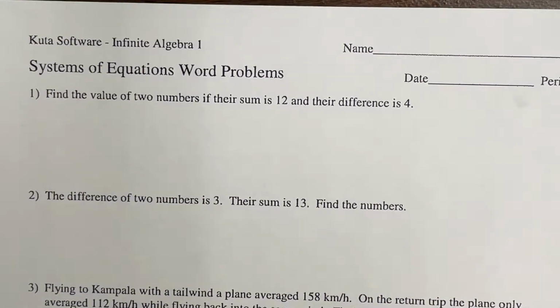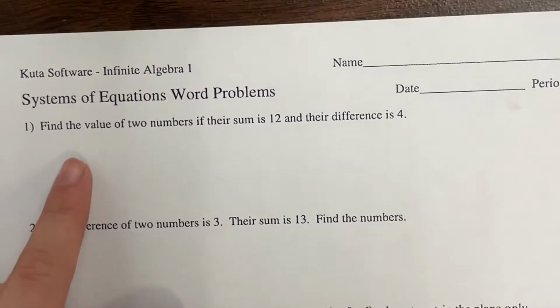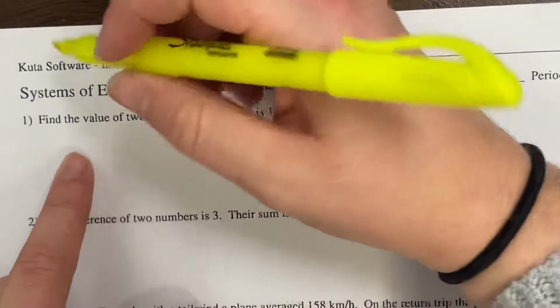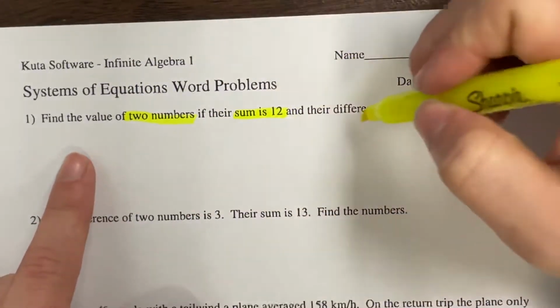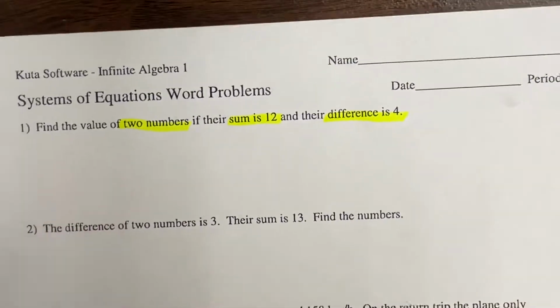All right, systems of equation word problems, homework for January 18th. Here we go. Number 1, find the value of two numbers. So I know that we have two numbers. Their sum is 12 and their difference is 4.